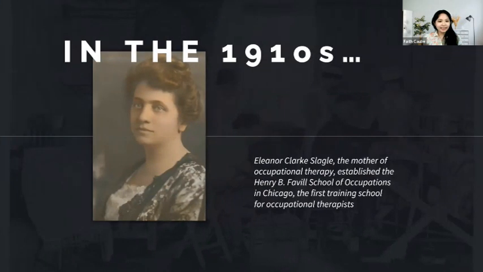In the 1910s, Eleanor Clark Slagle, known as the mother of occupational therapy, established the Henry B. Favill School of Occupations in Chicago, the first training school for occupational therapists. This is based on the philosophy that engagement in meaningful routines shapes a person's well-being, and that habit training, which is what she proposed as a primary occupational therapy model of treatment back then, focuses on creating structure and balance between work, rest, and leisure.